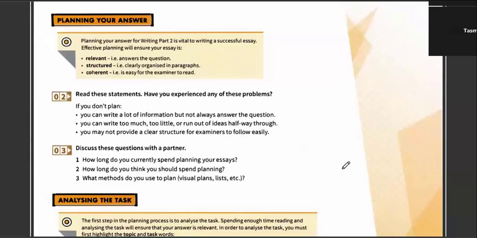And there is another point. What happens is that you may not provide a clear structure. Because we ourselves get confused while writing, because of so much information or too little information coming to our head, we're not able to actually give a clear structure to the examiner, to the essay. It's because the ideas that are coming are not arranged properly. What should I write in the beginning, what should be written at the end, and what should actually be focused on in the main body, right? So that is why the structure is not proper as well.